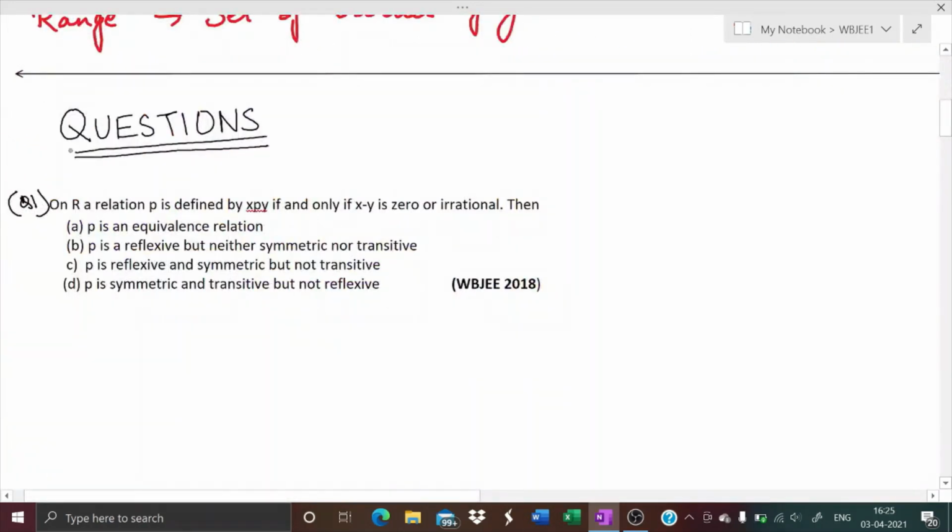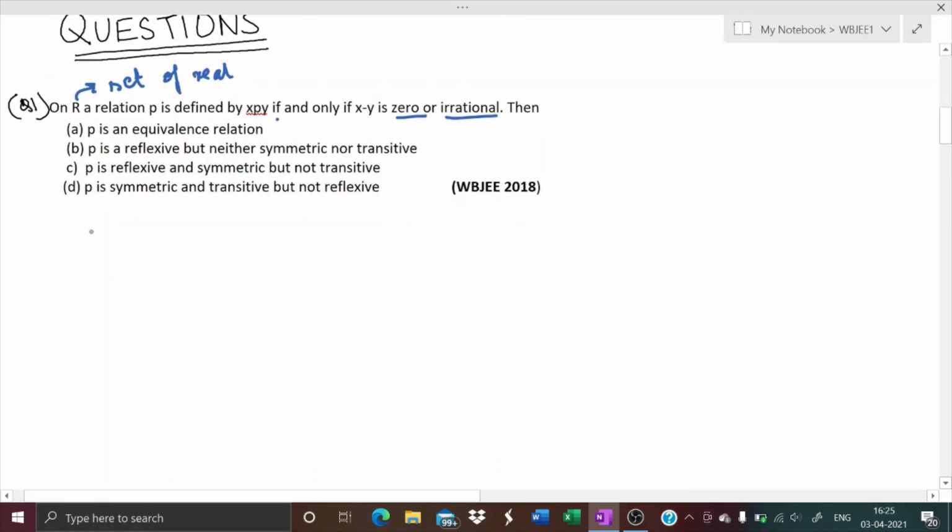So the first question is on relations, which had come in November 2018. So what does it say? It says that on R, that is the set of real numbers, a relation P is defined by x is related to y if and only if x minus y is 0 or irrational. So how will we do? First we will check for each of symmetric, reflexive and transitive.